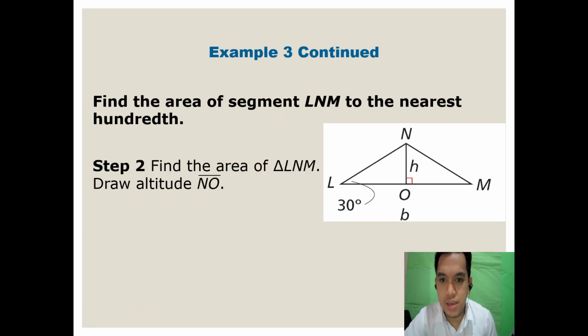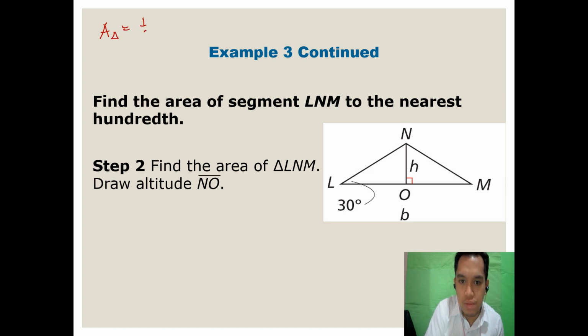Okay, so next is to find the area of the triangle of segment L and M to the nearest hundredth. We need to use the formula for the area of the triangle, which is one-half times base times height. Okay? So that is the formula.